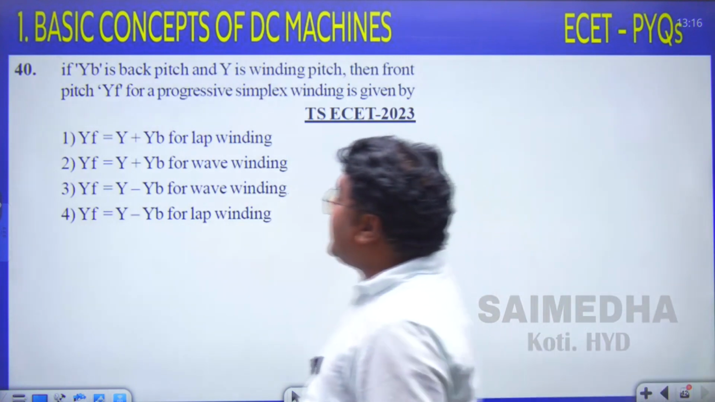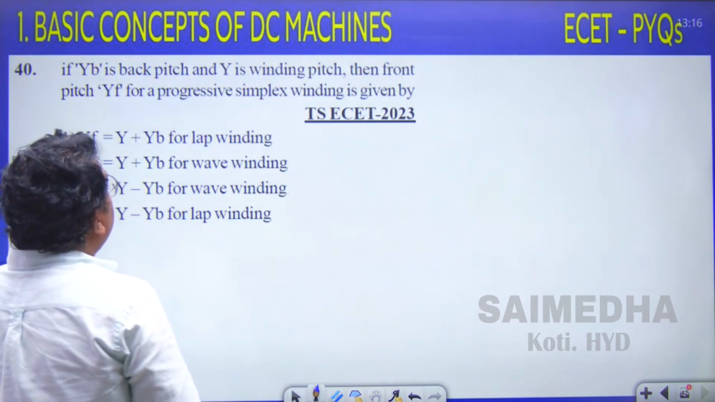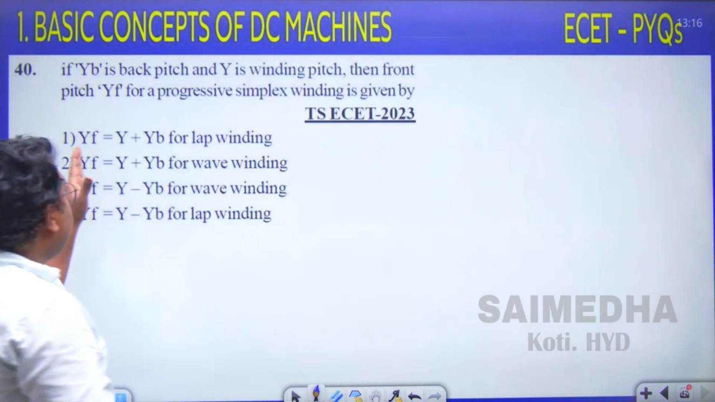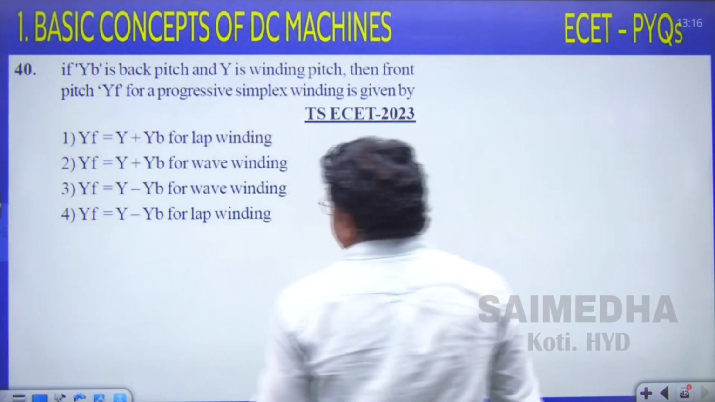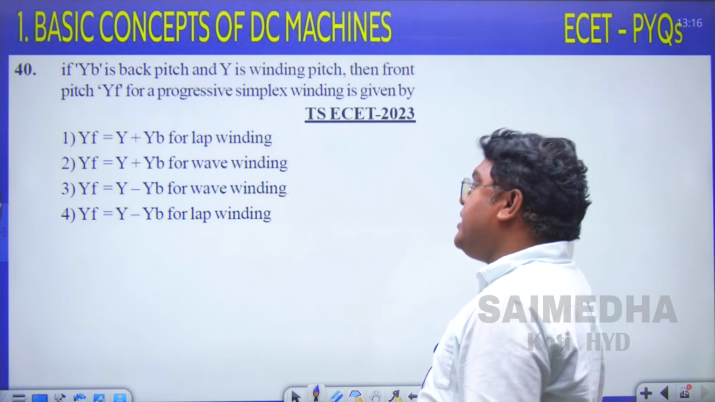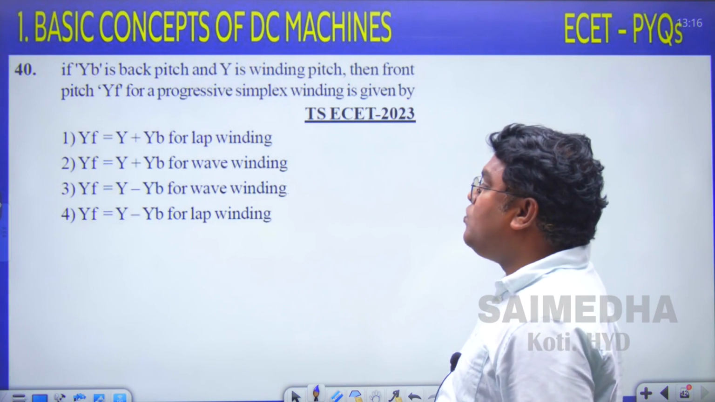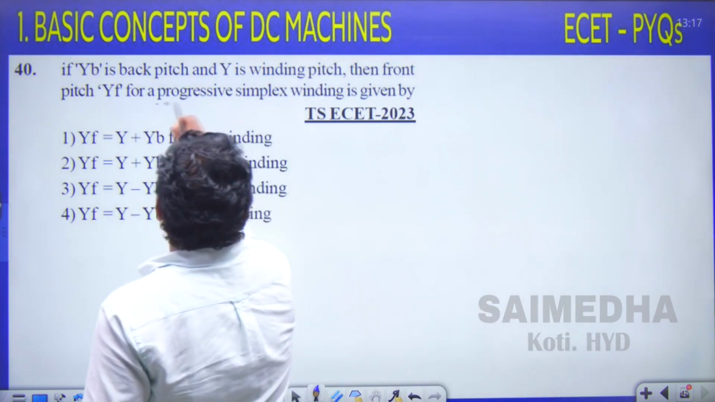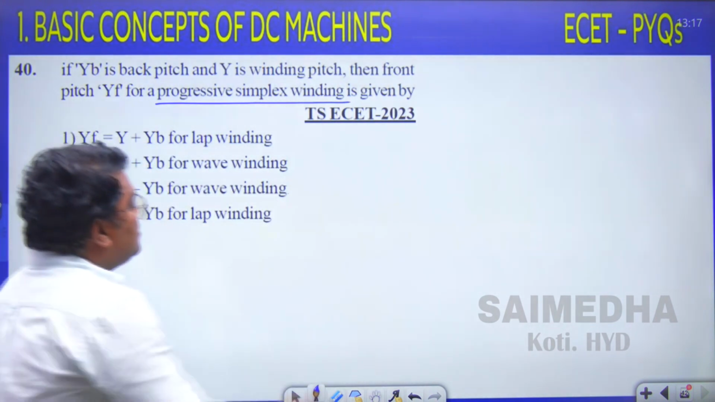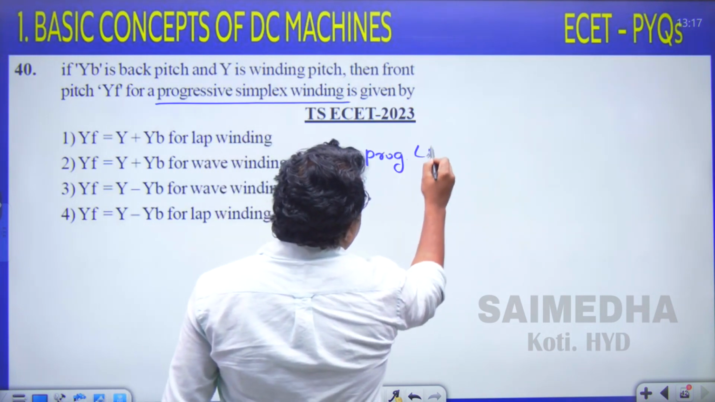And next one, if YB is the back pitch and Y is the winding pitch, then the front pitch YF for a progressive simplex winding is given by: YF equals Y plus YB per lap winding, YF equals Y plus YB per wave winding, YF equals Y minus YB per wave winding, YF equals Y minus YB per lap winding. Here it is mentioned progressive simplex winding, but not given whether it is lap or wave winding.